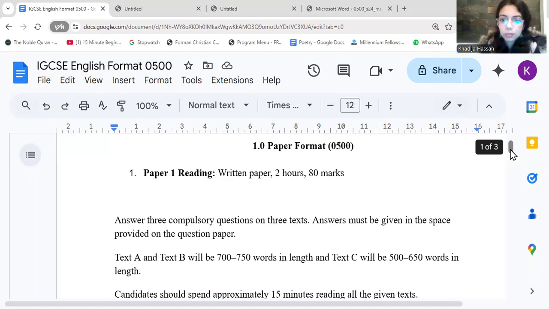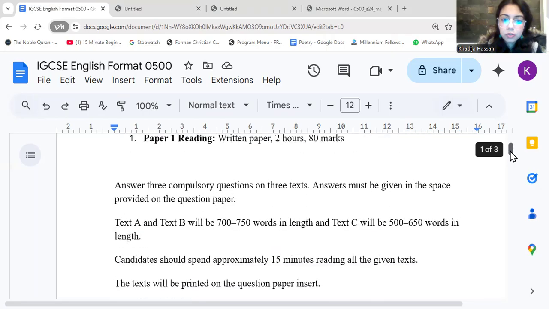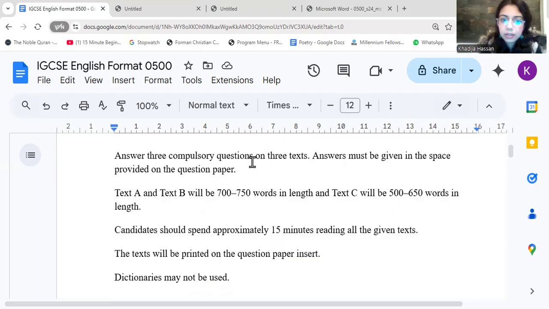So paper 1 is a reading paper, which implies that there is a lot of reading involved, there's a lot of analysis involved, and then obviously writing as well. It's a written paper, which means you have to write it. It's for 2 hours and it's for 50 marks. You guys will be given 3 texts, and all of the questions are compulsory. You have to do all of them.